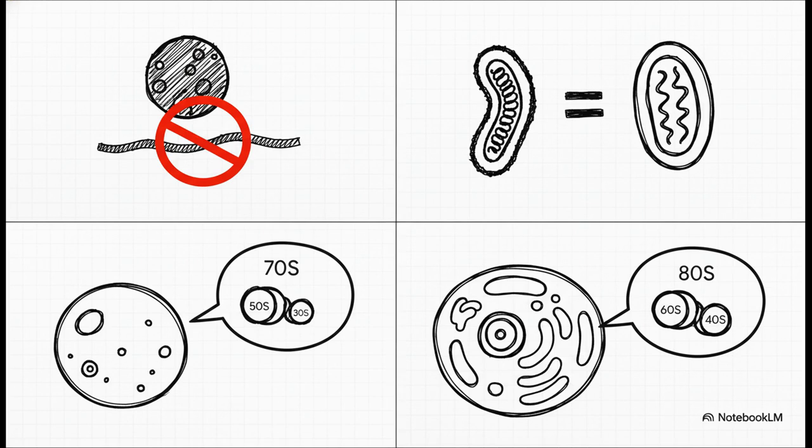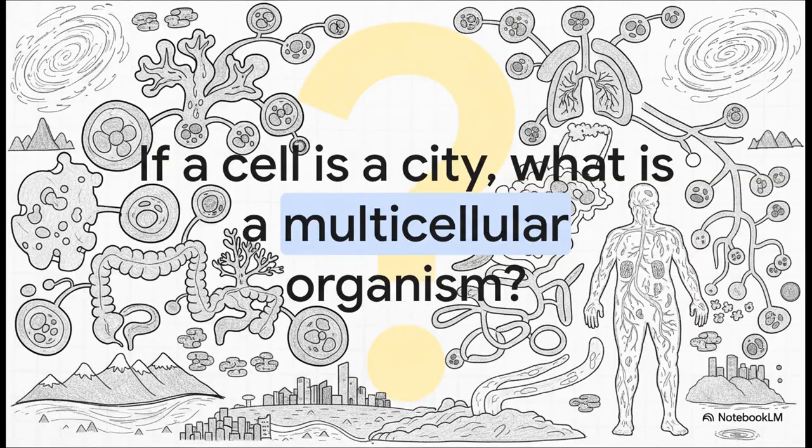Got it? Good. So we've just toured the intricate, complex city that is a single cell. And it really makes you think, doesn't it? If one tiny cell is a whole metropolis, what does that make a multicellular organism like you or me? A nation? A world made of trillions of these cities, all communicating and cooperating? It's something to think about.